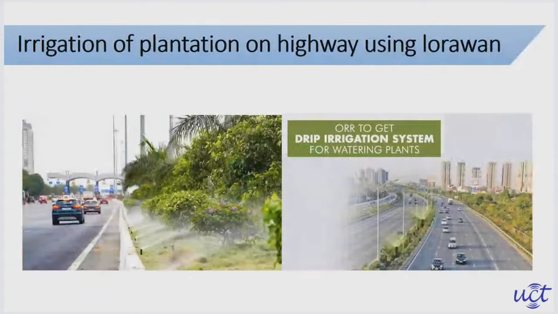Here we have shown an example of how we are irrigating a plantation on a highway using LoRaWAN, because smart cities use LoRaWAN. With the help of LoRaWAN, irrigation systems can also be deployed. Hyderabad is one of the cities in India where a smart drip irrigation system is deployed. I will cover this in upcoming slides.